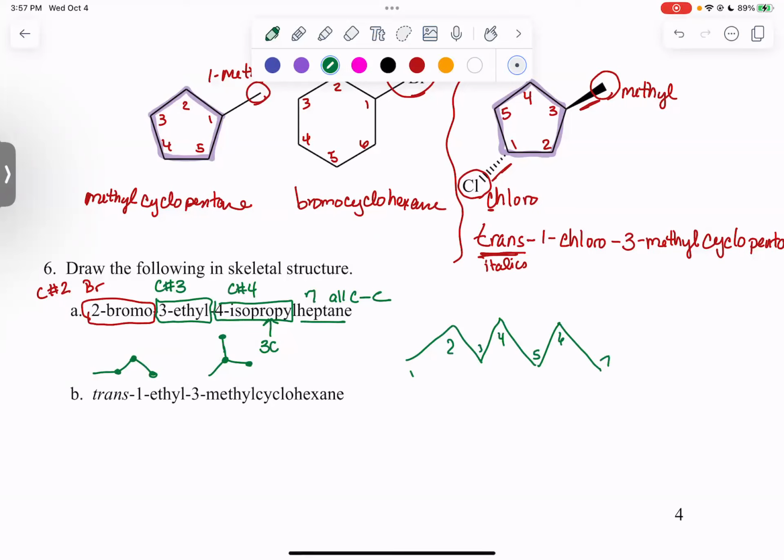Okay, so coming off of carbon 2 is a bromine. Then coming off of carbon number 3 is an ethyl. So I'm going to go down for 1 carbon and at an angle for the second carbon. Then coming off of 4 is an isopropyl. So there's 1 carbon, 2 carbons, 3 carbons.